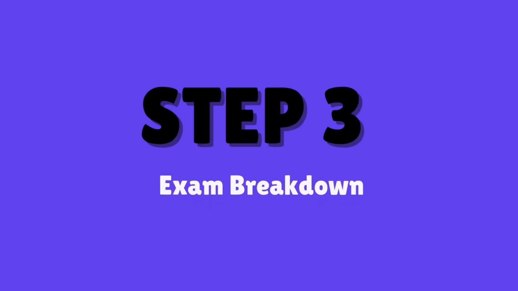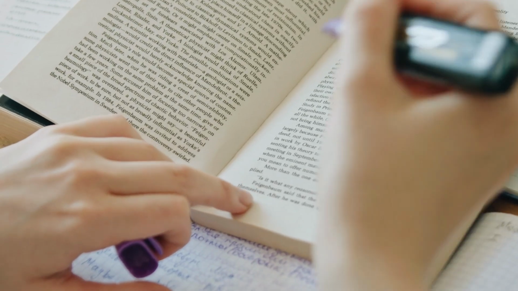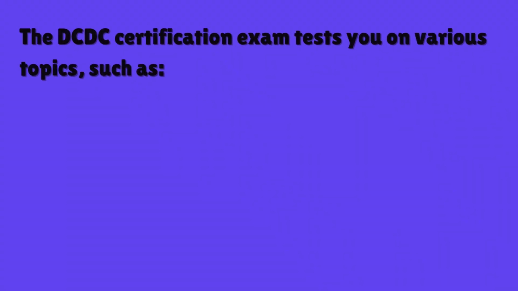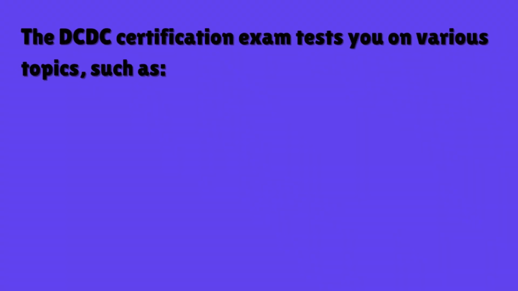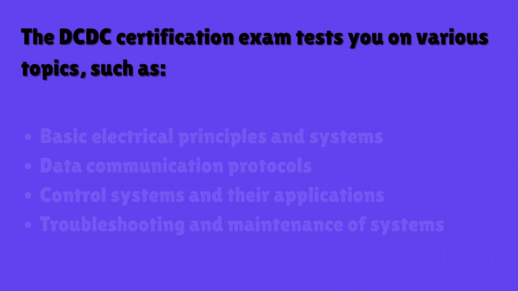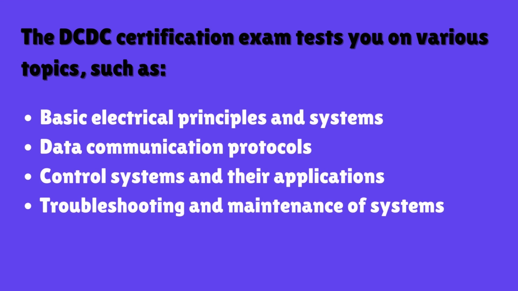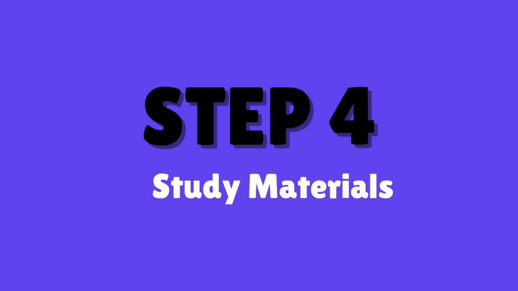Step 3. Exam breakdown. Let's talk about the exam structure. The DCDC certification exam tests you on various topics, such as basic electrical principles and systems, data communication protocols, control systems and their applications, troubleshooting and maintenance of systems. The exam is typically multiple choice, but there are also practical questions that require you to demonstrate your understanding of key concepts.